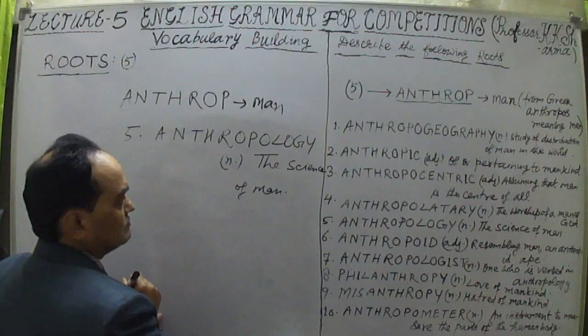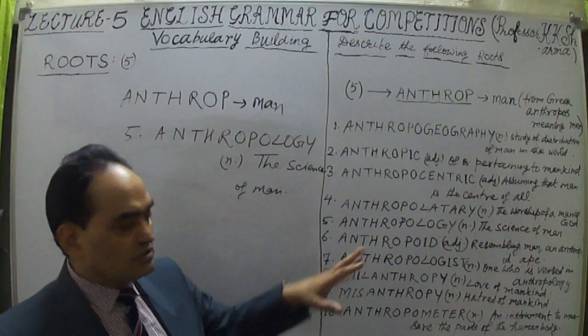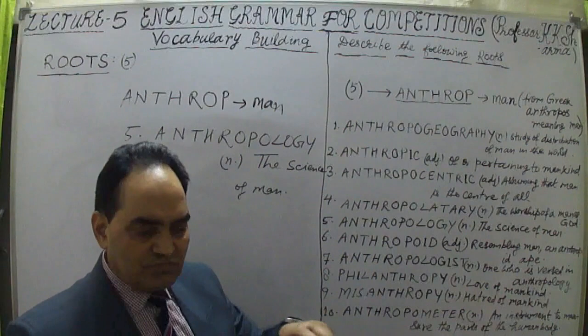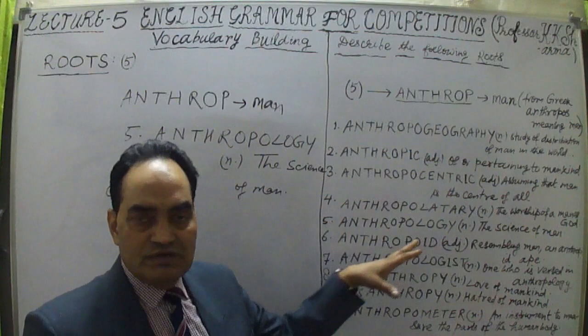Then the sixth one. Anthropology is the science of man, the study of man. Logy means study. Science means science here, the study of man. Logy means the study of science. Science of man, the study of man, etc. That means anthropology. Then anthropoid.